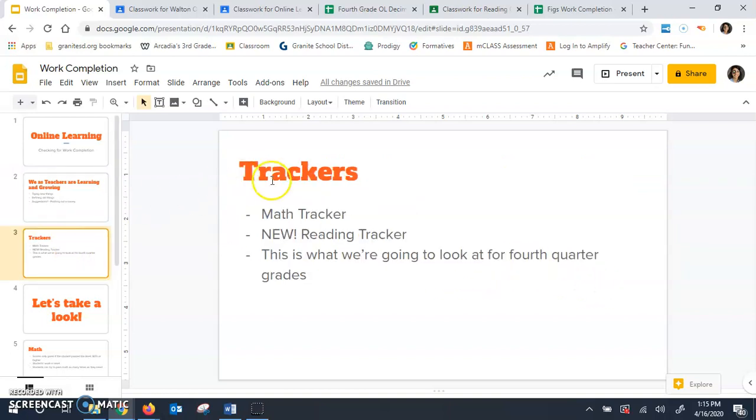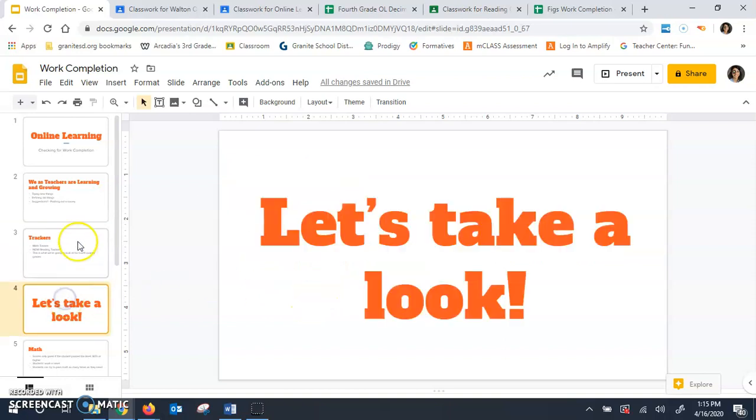One way we've found is our trackers. I talked about the math tracker in the last video, and I'll go over that again. And we have a brand new reading tracker. And both of these things are what we're going to look at for fourth quarter grades. So let's take a look.